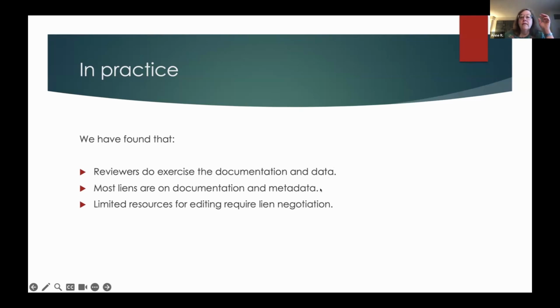As a result of that, thankfully, most of the liens that we get, like 95% of the liens, are on documentation and metadata. The actual data bytes themselves are usually fine. It's a question of, do I understand them well enough to use them? And so we get a lot of liens from typos to, you didn't include a calibration description and you really need to do that. We can't have the data without it. And so those are the liens that are being resolved by the data providers.